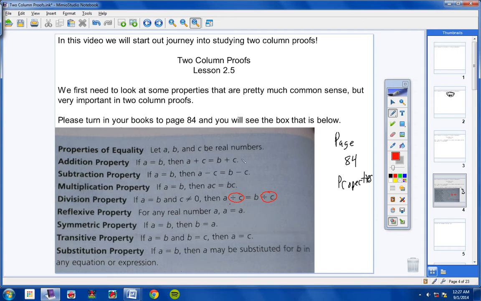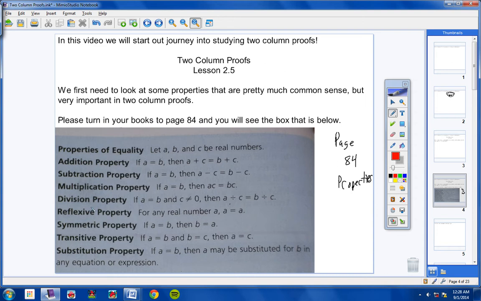Addition is when you add the same number to both sides. Subtraction is when you subtract the same number from both sides. Multiplication is when you multiply the same number to both sides. And division is when you divide both sides by the same number. And that's really, really easy to remember. So these are called properties of equality.